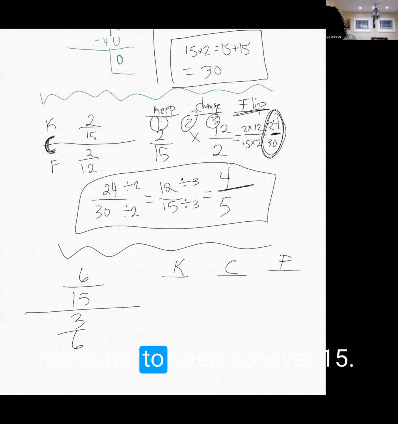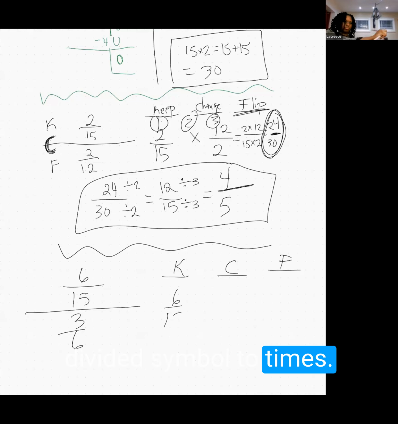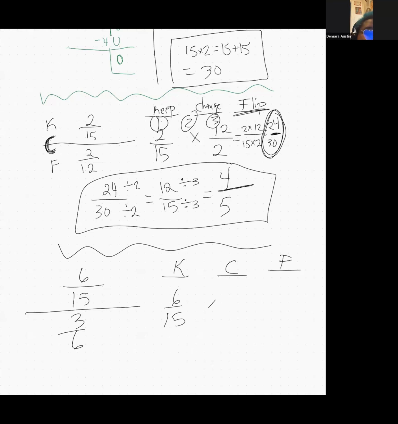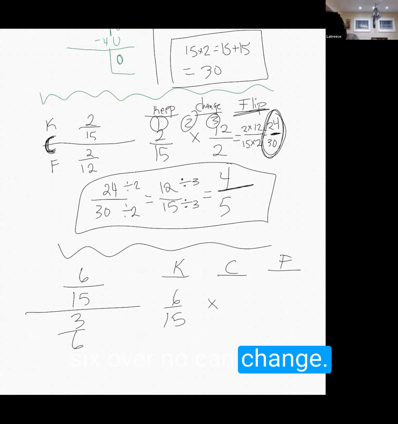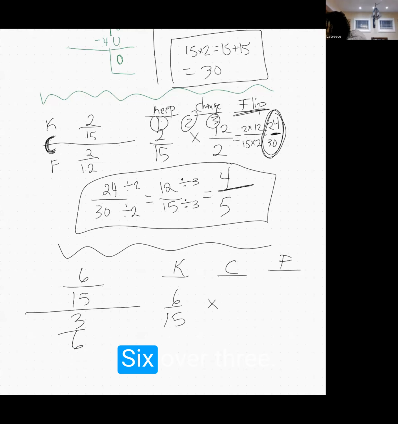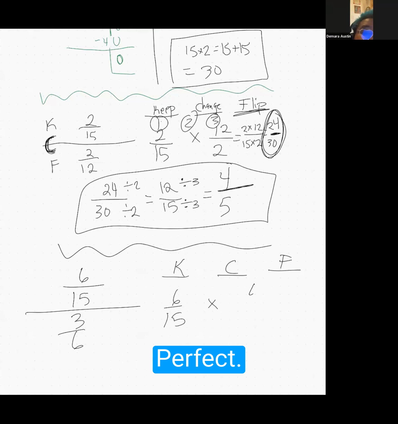You have to keep 6 over 15. Change the dividing symbol to times. And change 3 over 6 to 6 over 3. Perfect. So my numerator is going to be 6 times 6, and my denominator is going to be 15 times 3. What is 6 times 6?